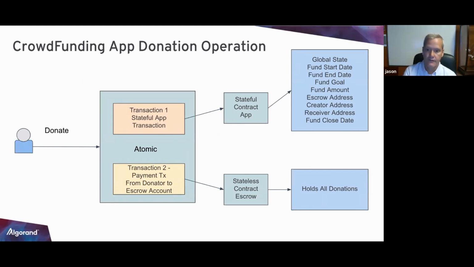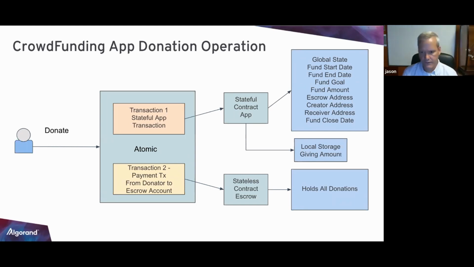And then the stateful smart contract can actually look at transaction 2 and go, oh, they gave this amount, and then increment the fund amount by that giving amount. You keep the local storage there for the giver, because if the fund doesn't meet its goal, then you want to be able to give that money back to the original donor. So that's the concept of combining stateless, stateful, and atomic transactions.